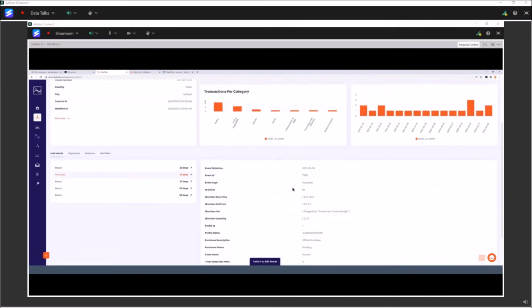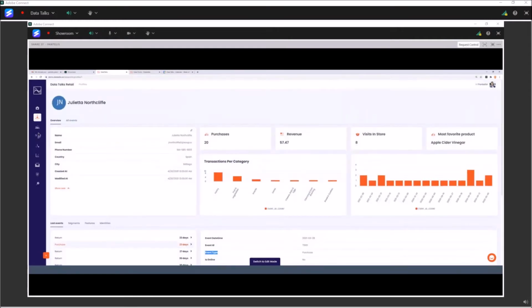It is up to you to define it. What we need is an event ID and an event type to be able to distinguish and also understand the type. Because as you can see here, you can have more than one type of event. You can have a purchase or a return.